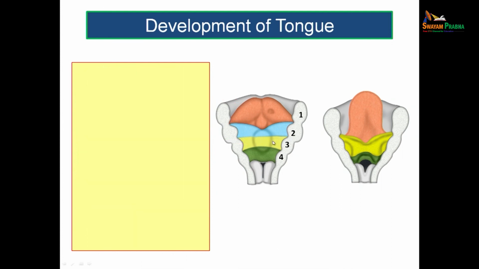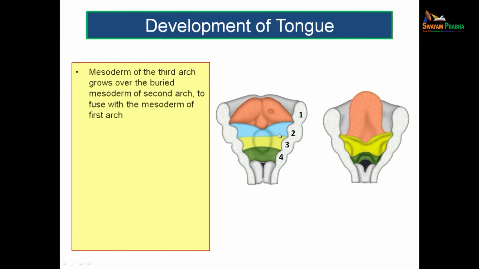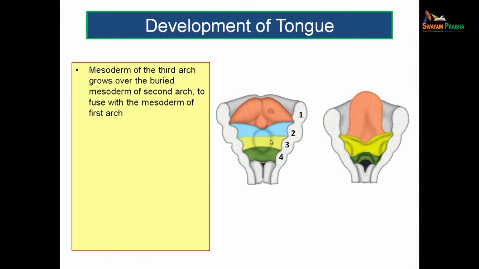And the third arch is actually overgrowing the second arch, so that the second arch is trapped between the first and third arch. So the mesoderm of the third arch, as we have already mentioned, encroaches over the buried mesoderm of the second arch to fuse with the mesoderm of the first arch. The posterior most part, we just mentioned about the anterior two-third, posterior one-third. The posterior most part is actually formed from the caudal part of the hypobranchial eminence.